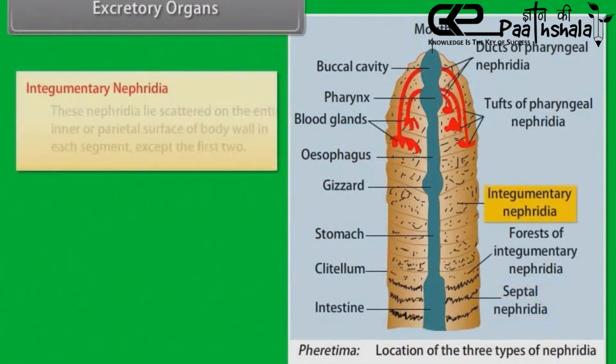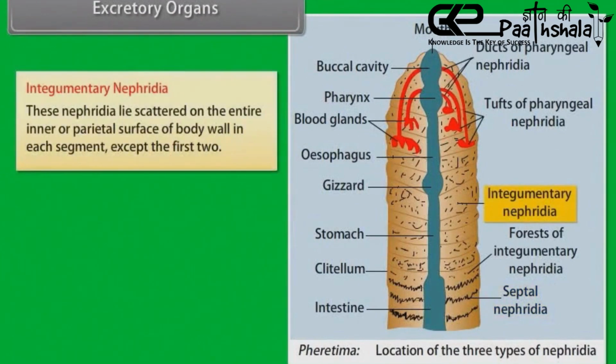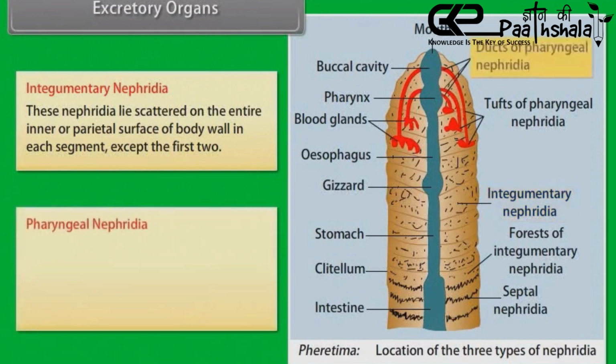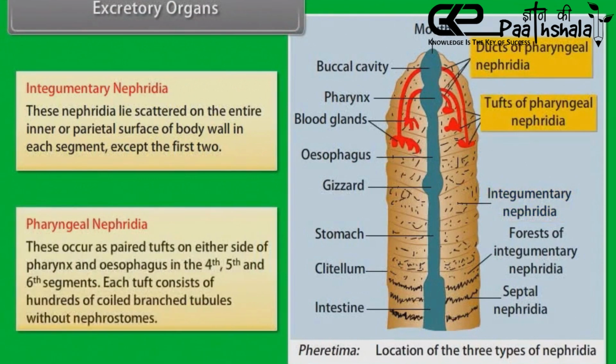Integumentary nephridia. These nephridia lie scattered on the entire inner or parietal surface of the body wall in each segment except the first 2. Pharyngeal nephridia. These occur as paired tufts on either side of the pharynx and oesophagus in the 4th, 5th and 6th segments. Each tuft consists of hundreds of coiled branched tubules without nephrostome.